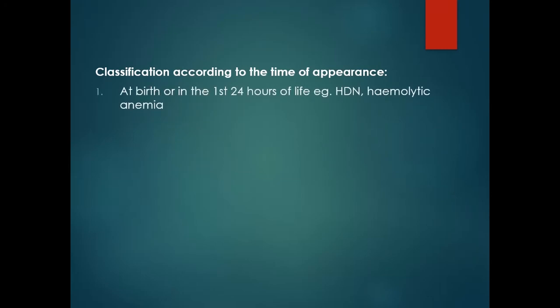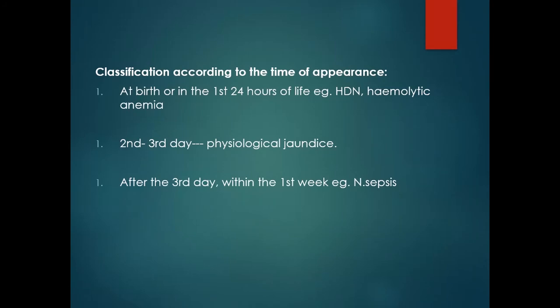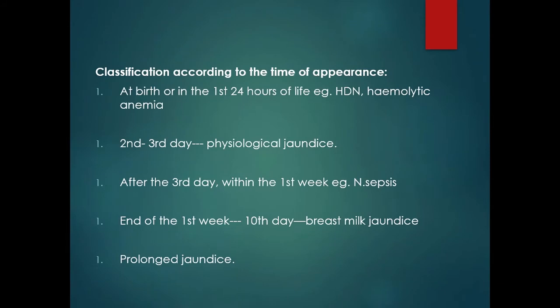Classification according to the time of appearance of jaundice. Number 1, at birth or in the first 24 hours of life, like hemolytic disease of the newborn, which is rhesus incompatibility, ABO incompatibility, or other blood group incompatibilities, and other hemolytic anemias. In the second, third day of life is physiological jaundice. In the preterm, it might start at the third or fourth day of life.